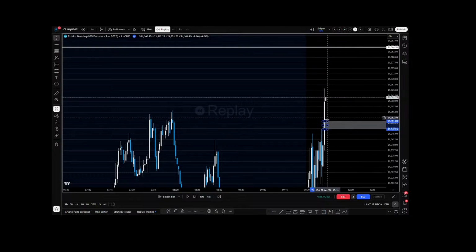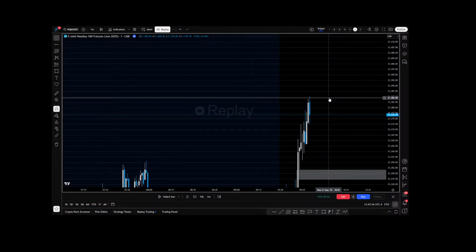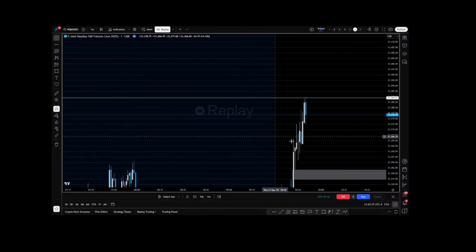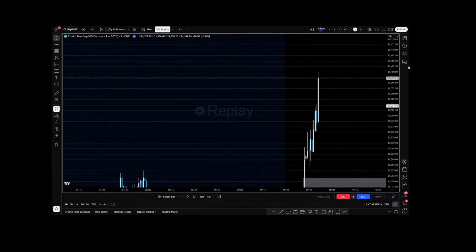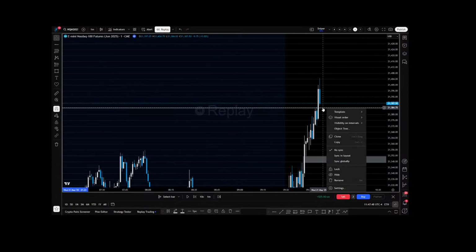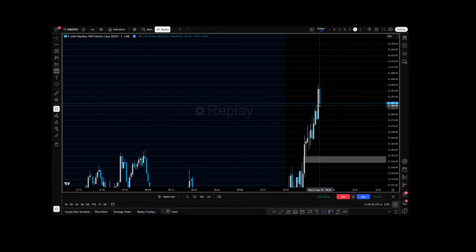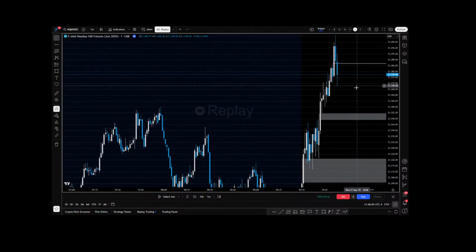Okay, tiny 1 minute formed. Drawing towards this high. And that is gone. Okay, another 1 minute formed here. All right, we have our first bearish inversion of the day.